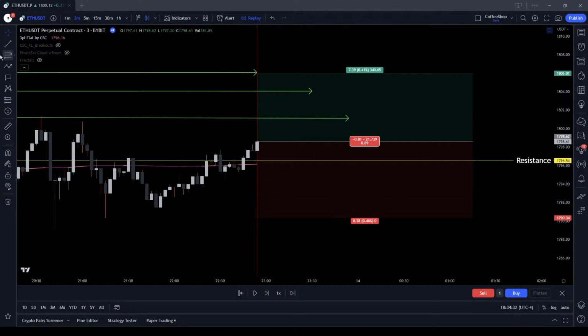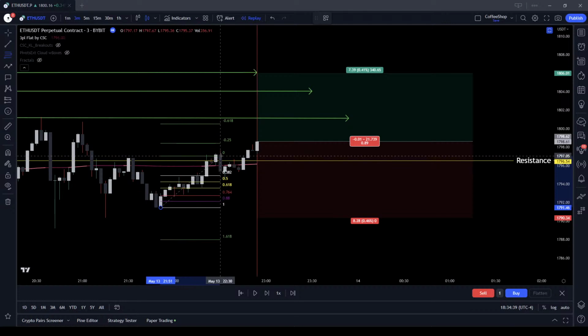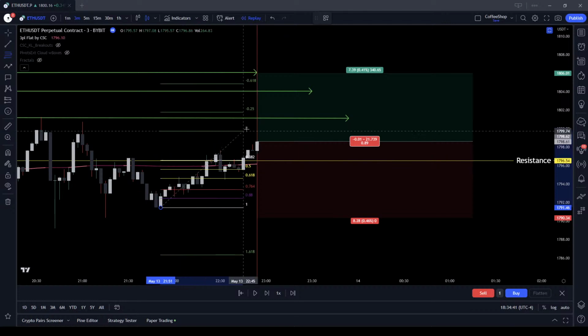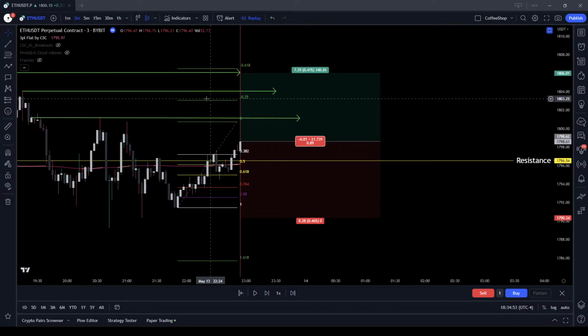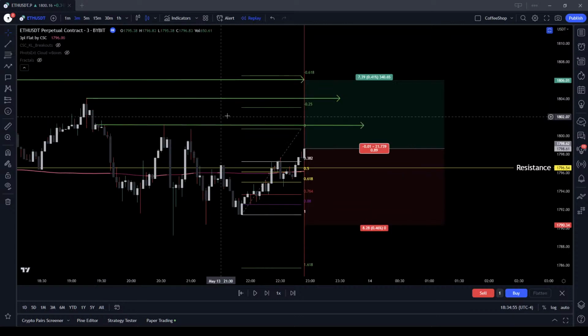So what you want to do is take your fib tool, go to the start of the move, and put the white line on the pullback right here. So now it's saying that this is take profit 1, this is take profit 2, and way up here is take profit 3. I'm using the swings of price to determine where my take profits are.